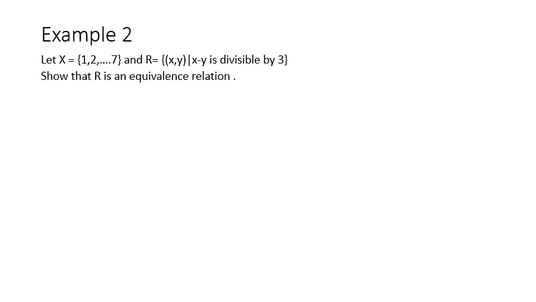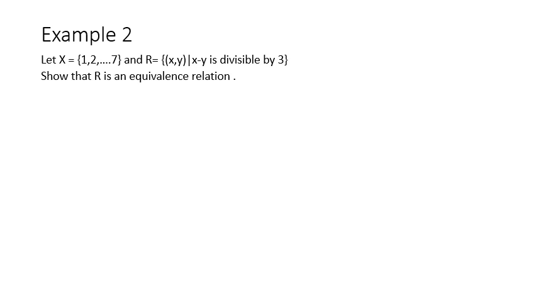Next, example 2. Let X be the set {1, 2, ..., 7} and R be the set of ordered pairs (x, y) such that x minus y is divisible by 3. That means we need to take an ordered pair or a relation such that the difference is divisible by 3. x minus y is divisible by 3. The set given here is X equals 1, 2, etc., up to 7. Now, show that R is an equivalence relation.